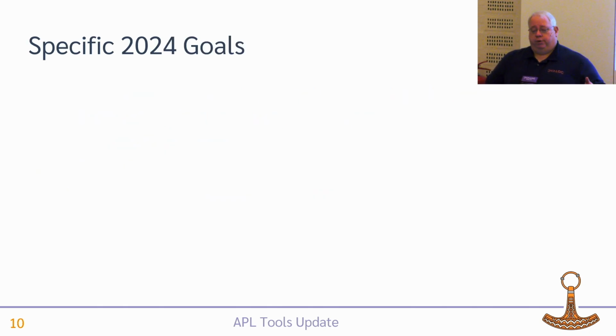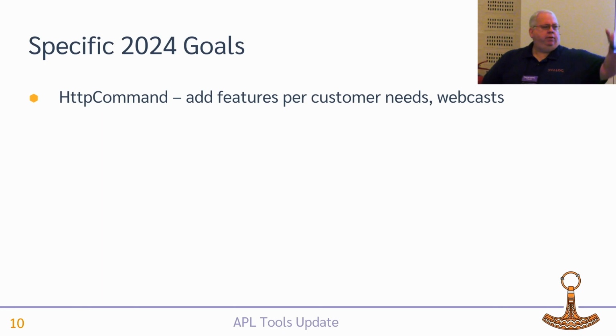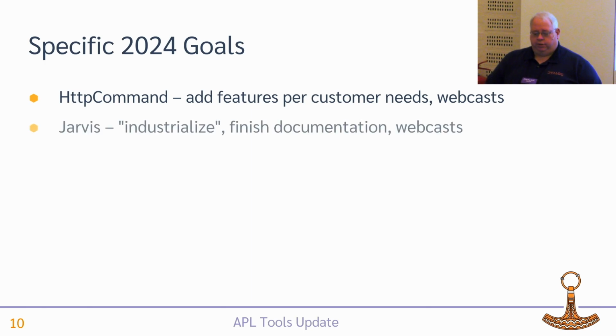So specific goals for 2024, well, how many people are using HttpCommand? Wow, okay, good. So mostly HttpCommand is functionally complete, but I keep adding new things based on feedback from users, or if I have a clever idea. But we also want to produce some webcasts. The documentation is quite complete at this point, and I'll show you that in a moment. But I want to do some webcasts and tutorials to show people more about how to use it.